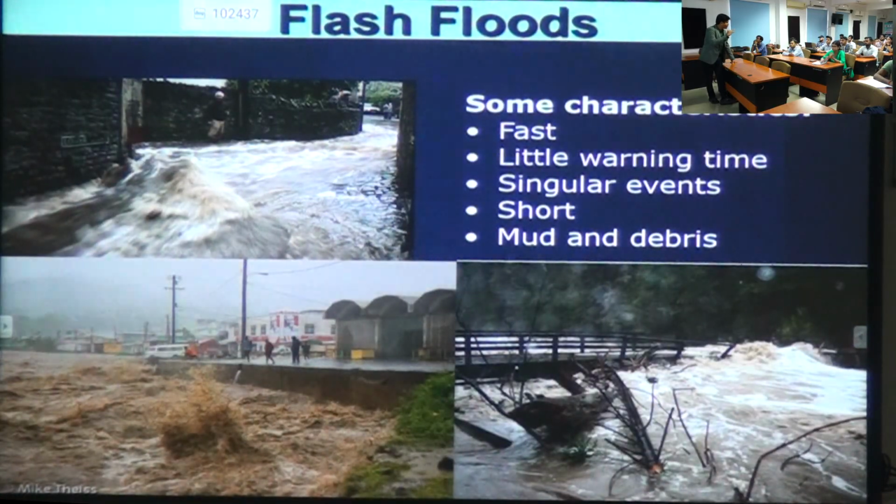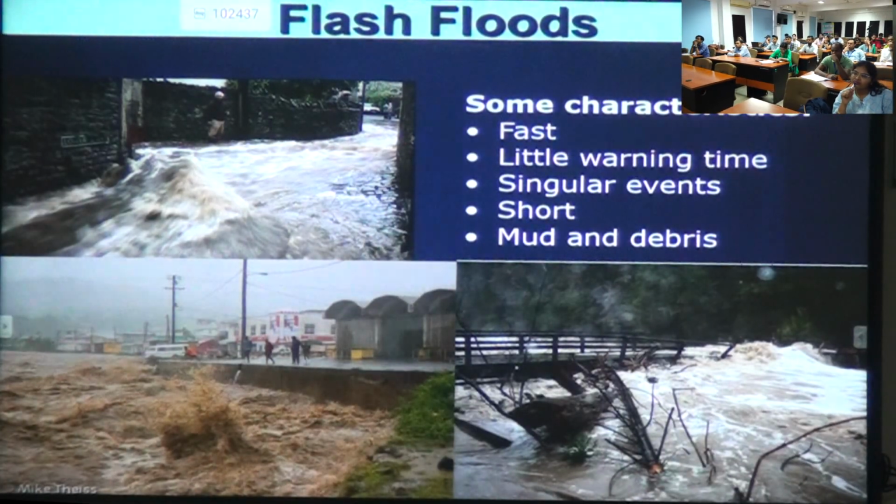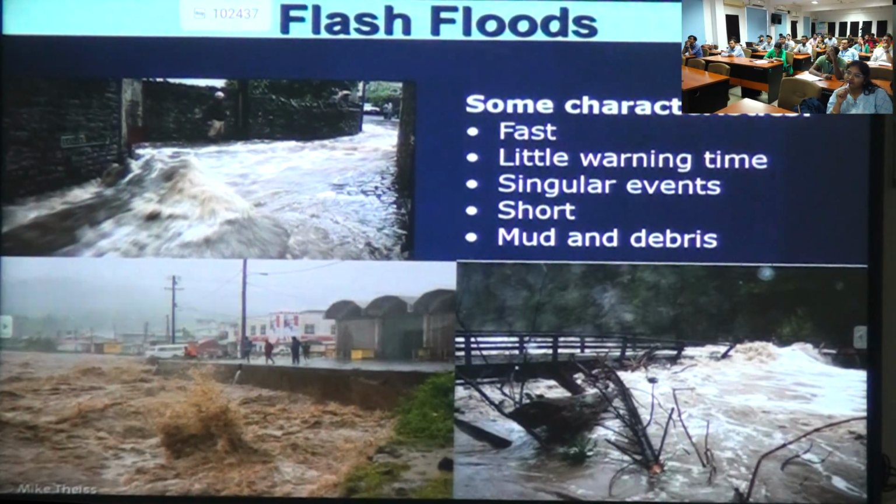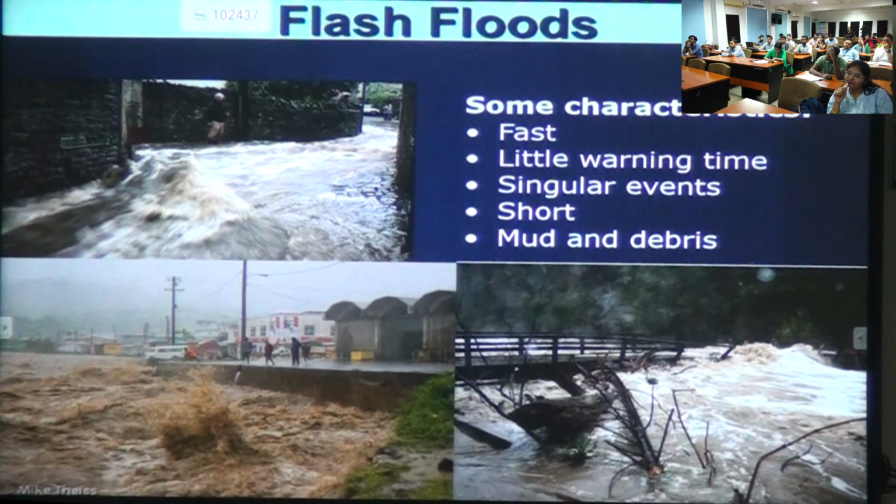Now, flash floods happen basically in zone 1. Because of rapid, quick rainfall, the precipitation crosses through and the flash flood happens. So flash floods have very different kinds of characteristics.